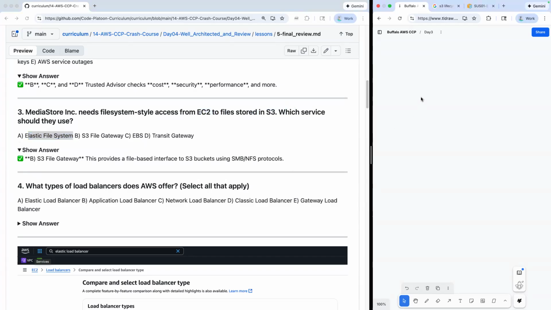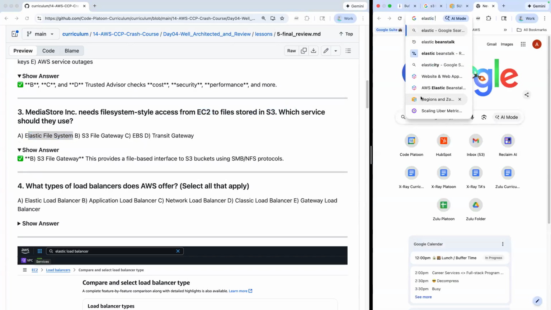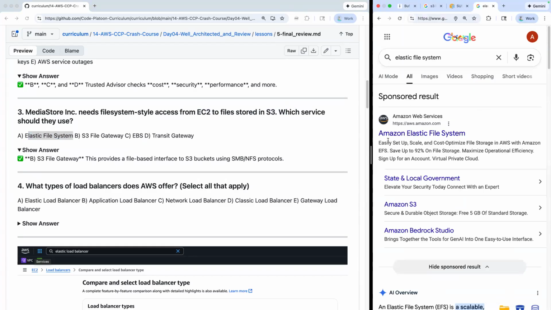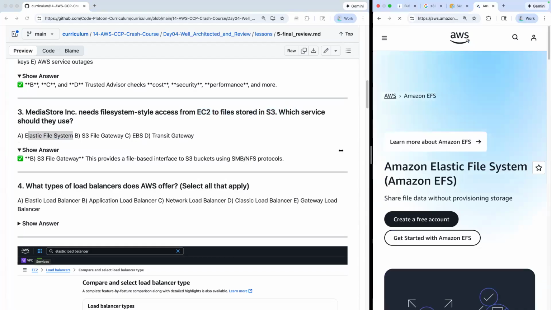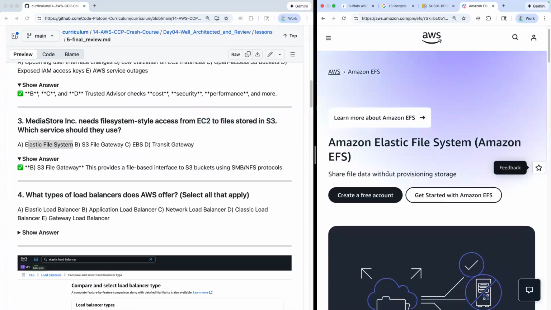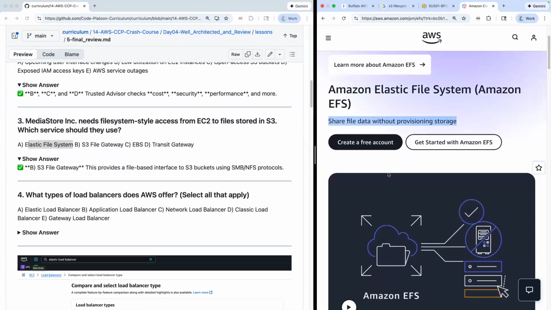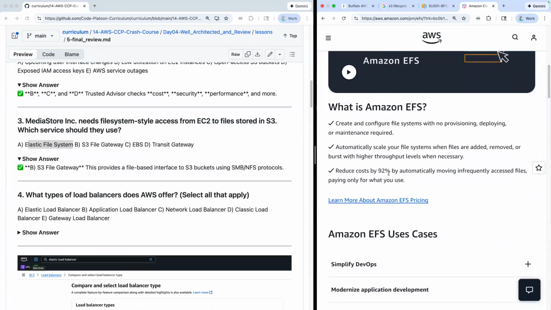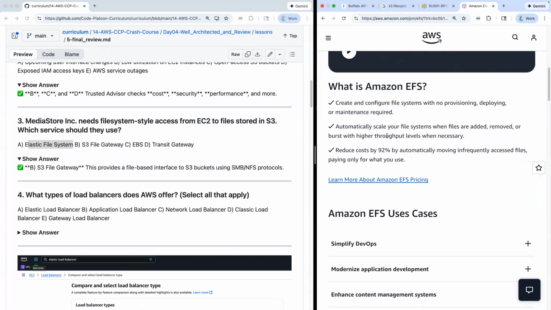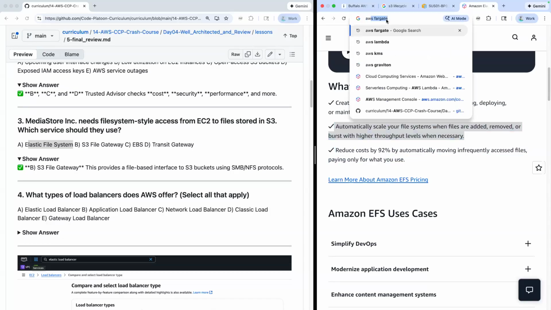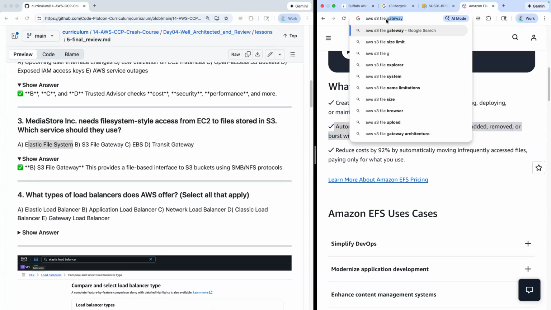And thank you. Let's look up Elastic File System just so we can see what it is, because we haven't seen this. This lets us share files specifically without having to worry about databases or S3 buckets or anything like that. And it scales.